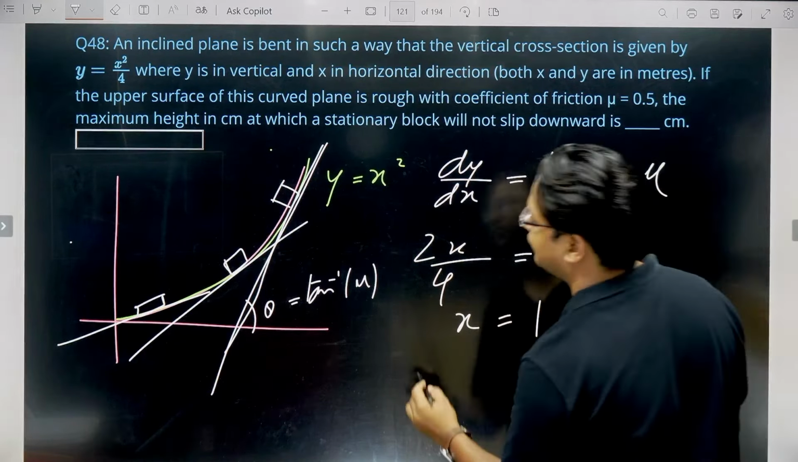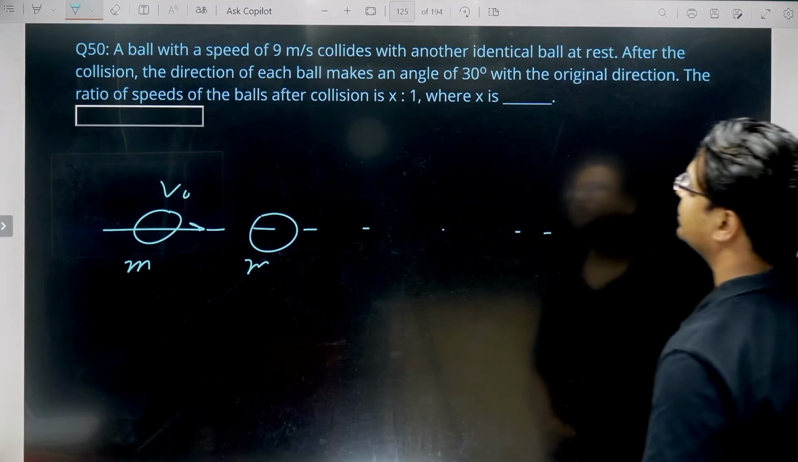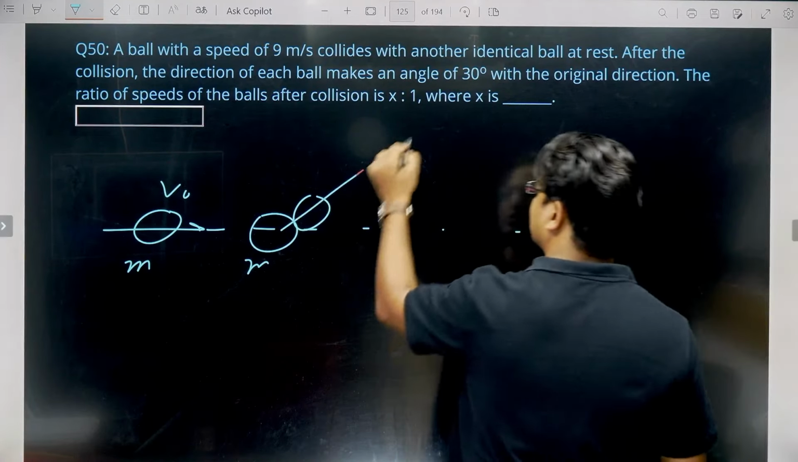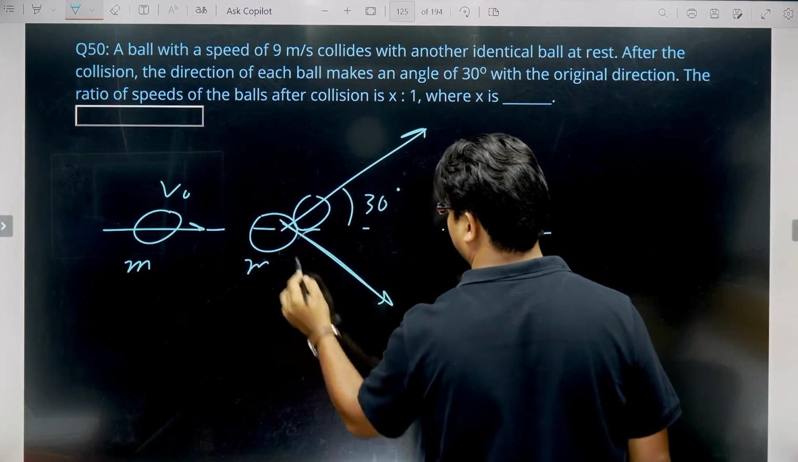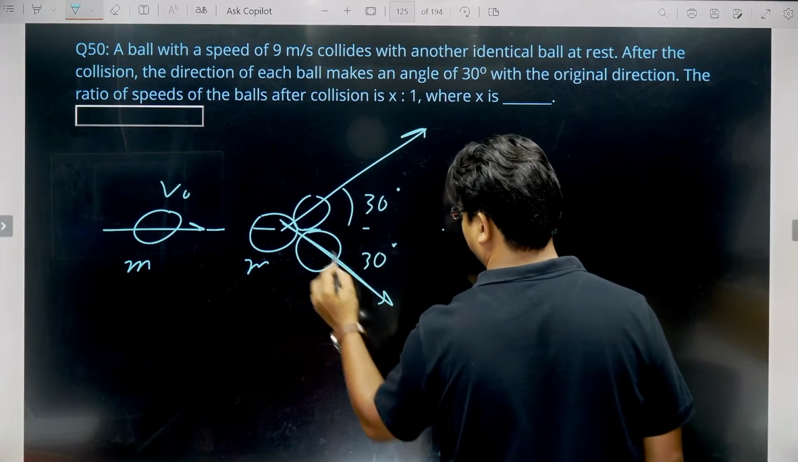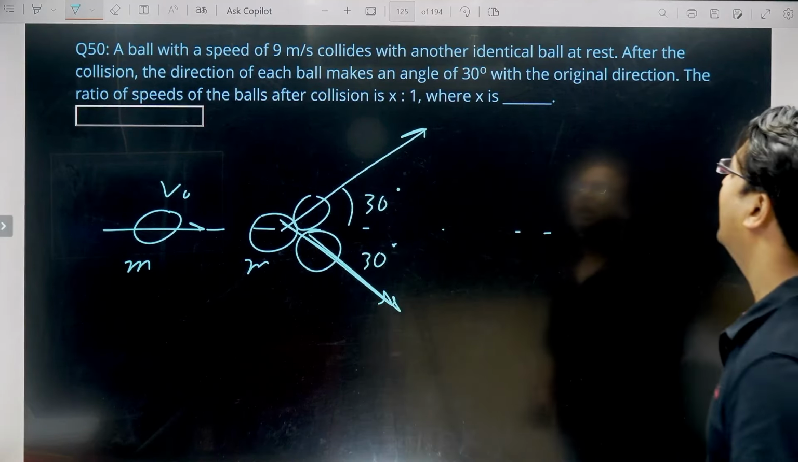Now comes the last question of the physics section. It says a ball with a speed of 9 meter per second collides with another identical ball at rest. So there is a ball of mass m which is traveling with some speed, which collides with another ball. The question doesn't say that it's a head-on collision. After the collision, this ball is going at an angle of 30 degree, and this ball is also going at an angle of 30 degree. Both of them are going at an angle of 30 degree with the original direction.